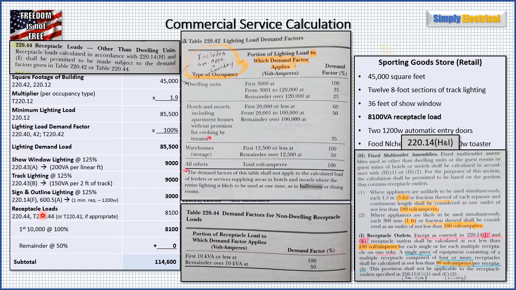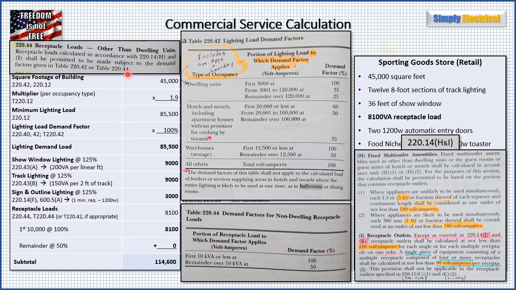Okay, now we're going to move on to receptacle loads. 220.44 says receptacle loads other than dwelling units. Receptacle loads calculated in accordance with 220.14H and I shall be permitted to be made subject to the demand factors given in Table 220.42 or Table 220.44.